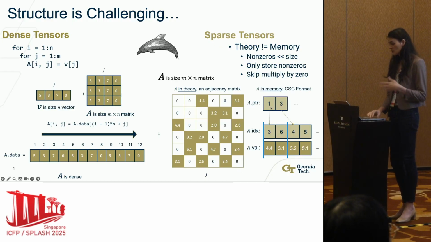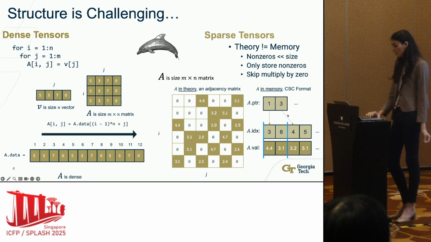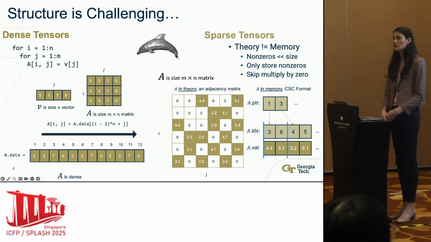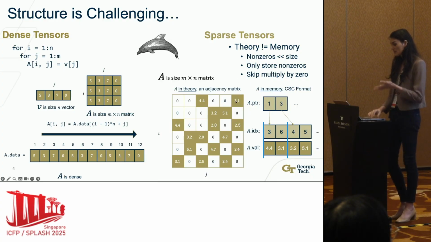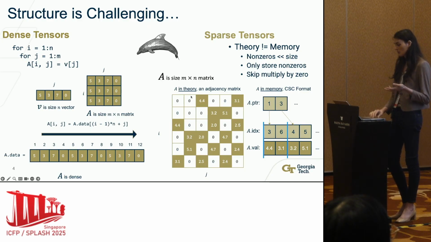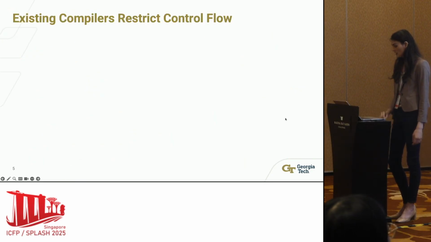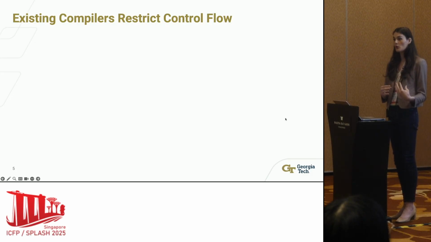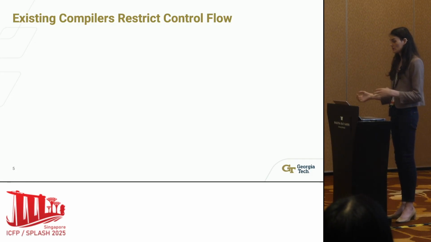If we stored them using a standard format like compressed sparse column, we might store an array here. Val is the non-zeros. IDX might be the locations of the non-zeros within each column, and PTR is going to be the delineation between columns. So we see that the relationship now between where they're stored in theory and where they're stored in memory becomes quite complex. Existing compilers tend to restrict the control flow that they support so that they can handle these more complex structures.